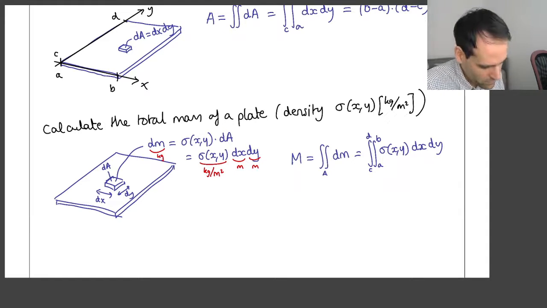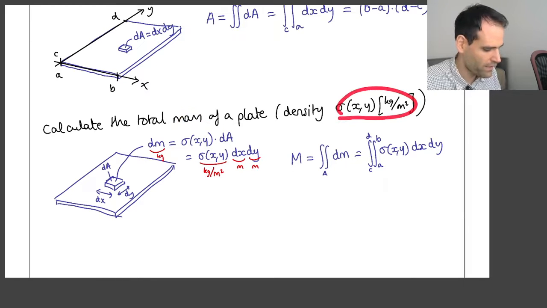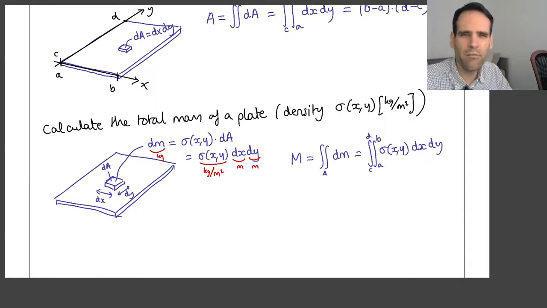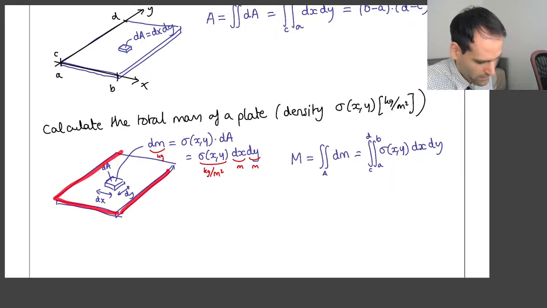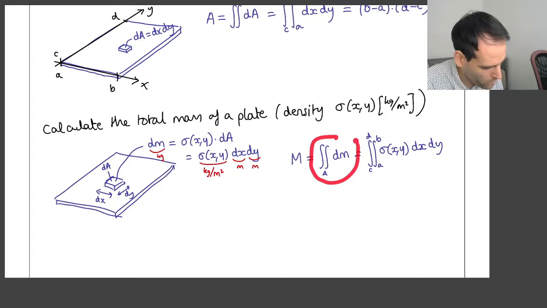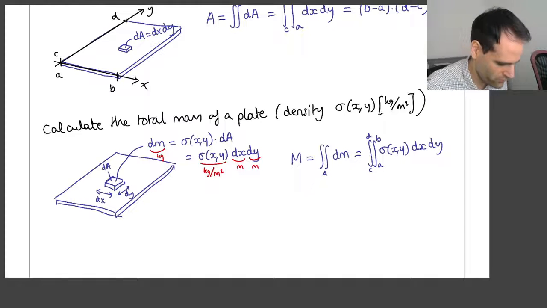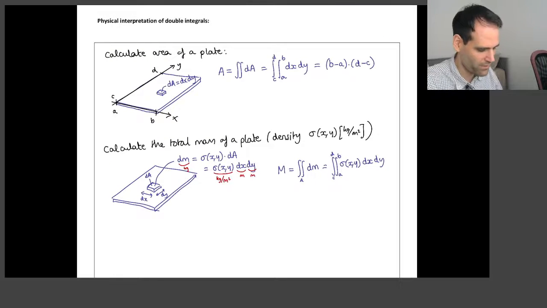So I said mass, it could have been charge, the total charge. And then instead of using the mass density, I could have used the charge density, how many coulombs per meter squared, okay? And so on and so forth. Whenever we want to add something along 2 dimensions, x and y, so we are adding something on a 2-dimensional surface, then we use a double integral to add up those differentials, okay? So that is the physical interpretation of double integrals. Excellent.